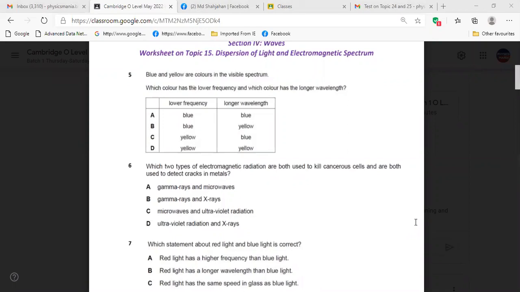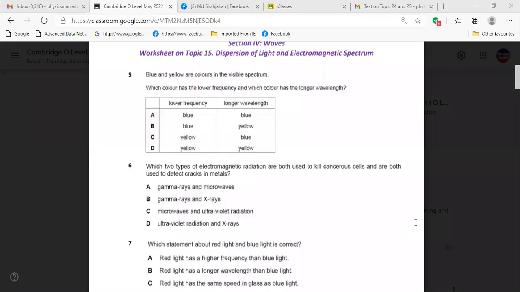Blue and yellow are colors in the visible spectrum. Which color has the lower frequency and which color has the longer wavelength? Lower frequency, higher wavelength: yellow. Okay, Dhaka. Correct. You are correct.